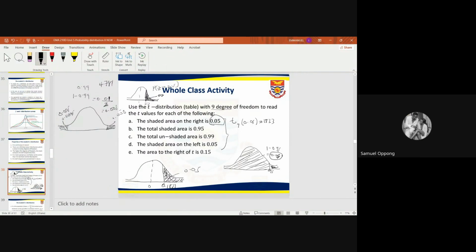3.250. So you have T will be equal to 3.250. If it is at this point, then it would have been positive. If it is at this point, it will be negative. So this is the value that you get that corresponds to 0.005.